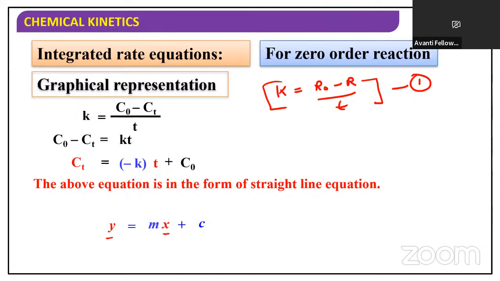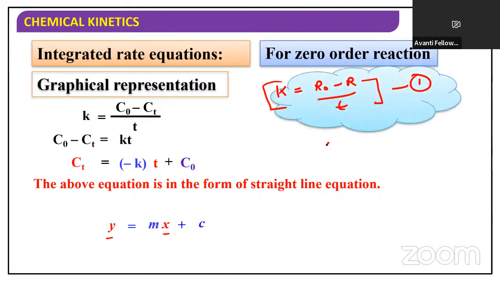So on the basis of this straight line equation, we can easily plot a graph for the zero order equation. Okay. So what you need to remember? First, you need to remember this formula for the zero order, that is R naught minus R divided by t. So this formula we are using only for the zero order. Always remember better. Okay.